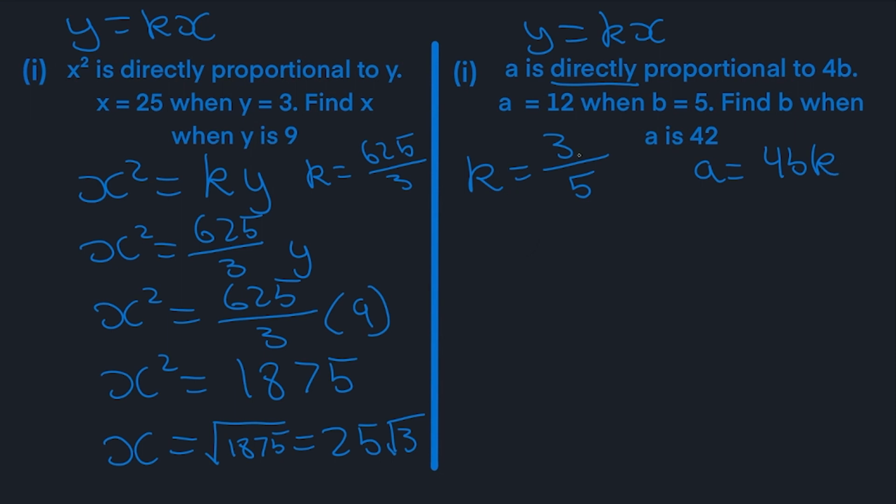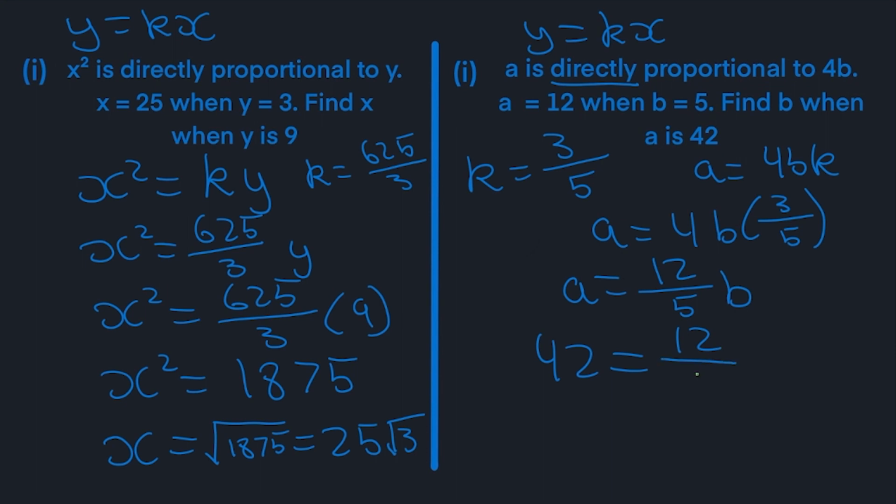If we substitute 3 over 5 for k, we will have a is equal to 4b times 3 over 5, since we know the k. So we have a is equal to 12 over 5b as our new formula. It's asking us to find b when a is equal to 42. Well, we know that a is equal to 42, so we put that in for a, make it equal to 12 over 5b.